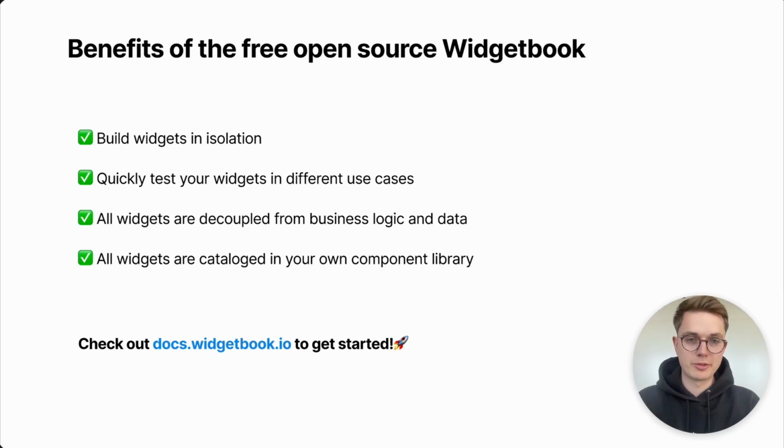Let's sum up the benefits of the free open source Widgetbook. You can build your widgets in isolation. You can quickly test your widgets in all the different use cases, and you can make sure that all of your widgets are automatically decoupled from business logic and data, and all of your widgets are also cataloged in your own component library. And if you'd like to get started with Widgetbook, just check out our docs, docs.widgetbook.io, to get started.